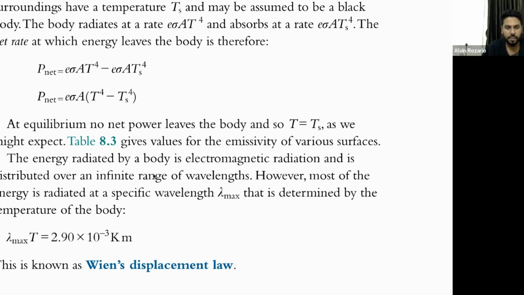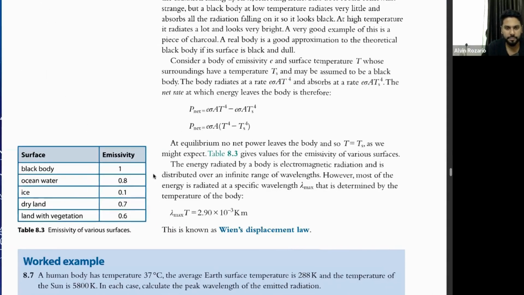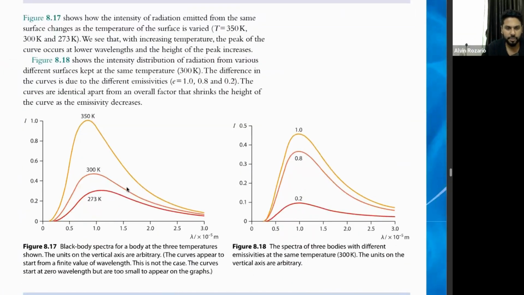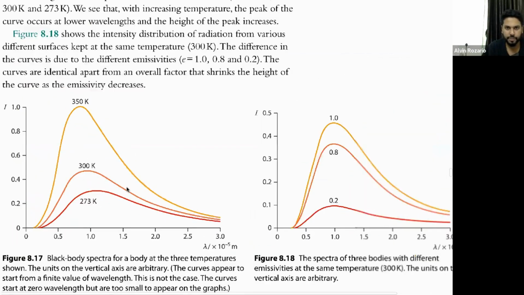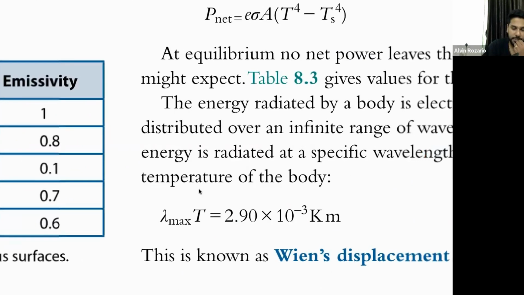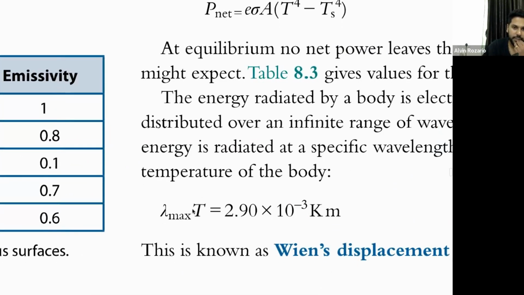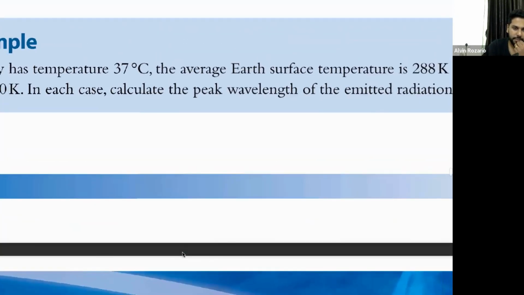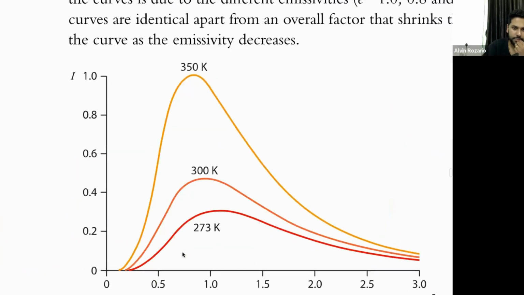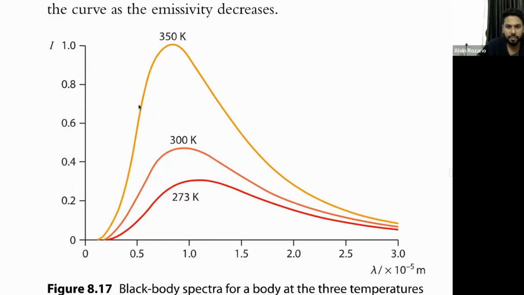Before you understand this formula, I will tell you what Wien's displacement law is. I'll show you something. This is a black body emission for 3 different temperatures. Same black body, but heated at three different temperatures. Understood? Now observe here what is happening.